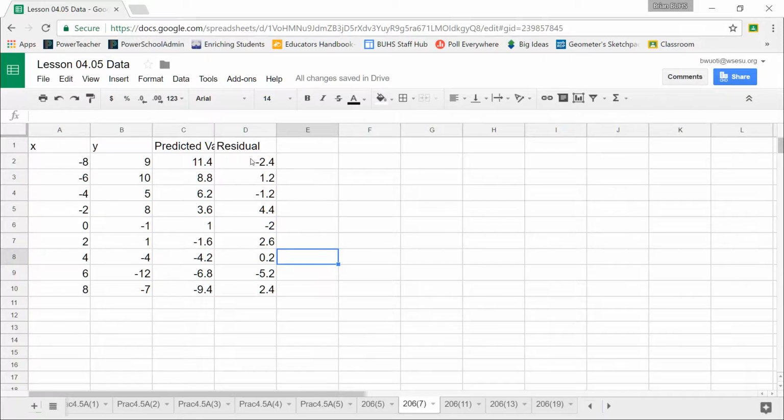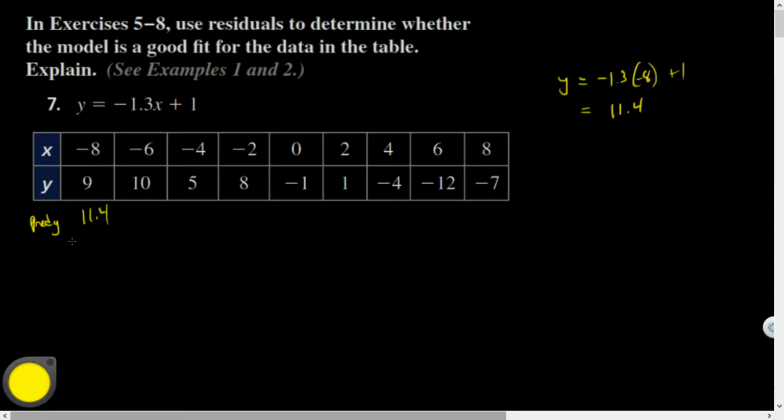Not really a pattern, other than they were the difference between the predicted values and the actual data values. So my pattern, I guess, was that they were the outputs of this formula subtracted from the actual data values.